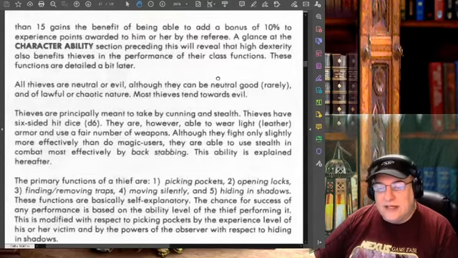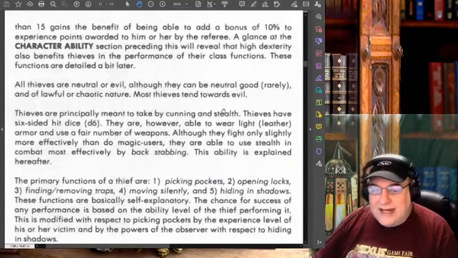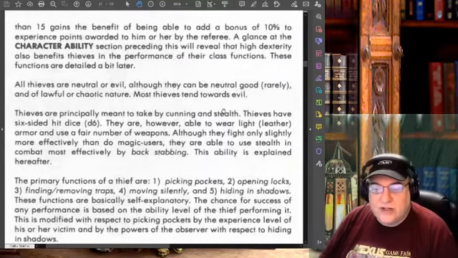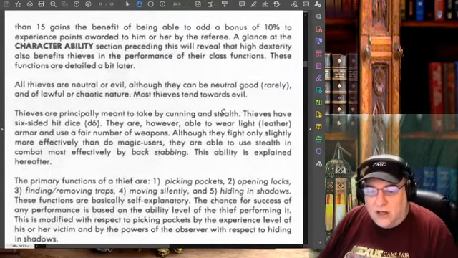A glance at the character ability section preceding this will reveal that high dexterity also benefits thieves in the performance of their class functions. These functions are detailed a bit later. All thieves are neutral or evil.